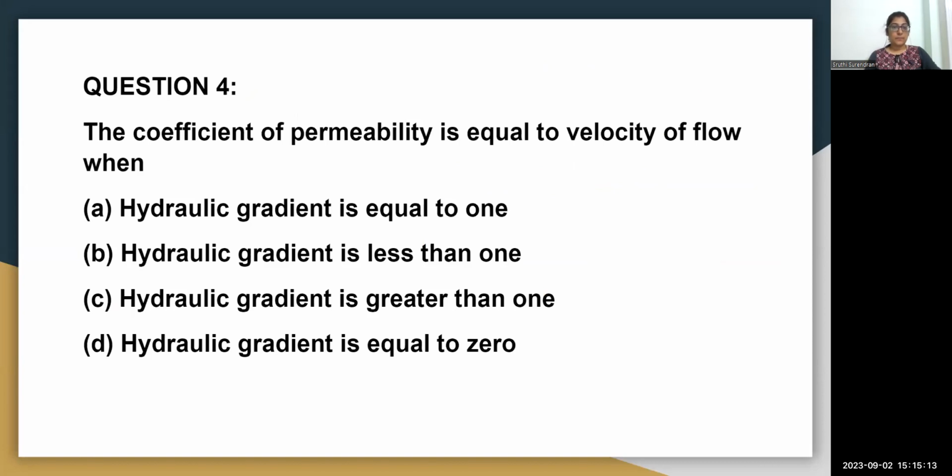Question 4. The coefficient of permeability is equal to the velocity of flow. When does this happen? When does the coefficient of permeability become equal to the velocity of flow? Is it when hydraulic gradient is 1, hydraulic gradient is less than 1? Is it when hydraulic gradient is greater than 1? Or is it when hydraulic gradient is 0?